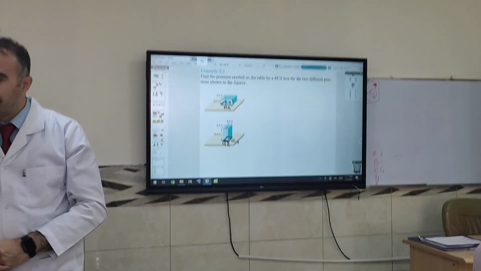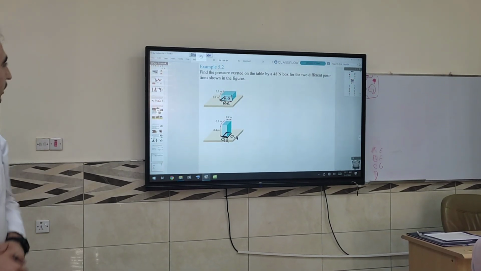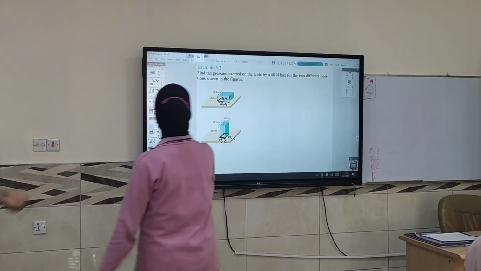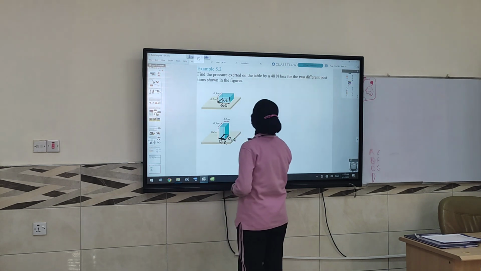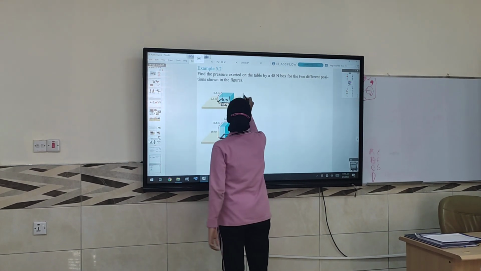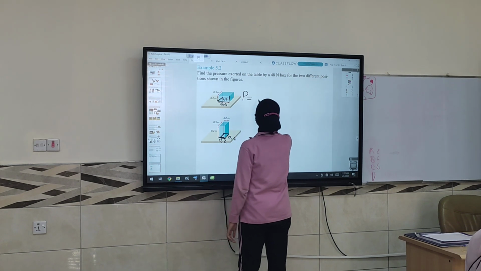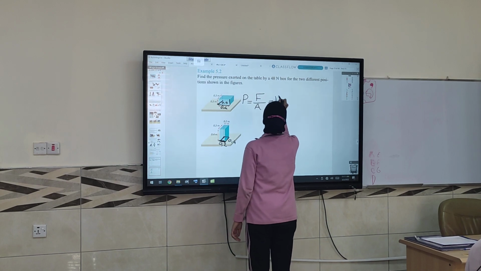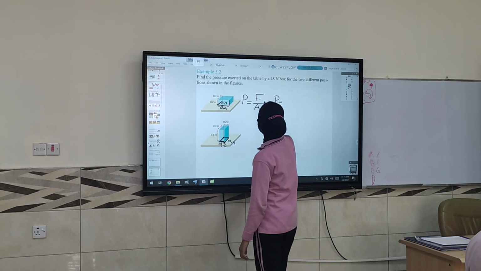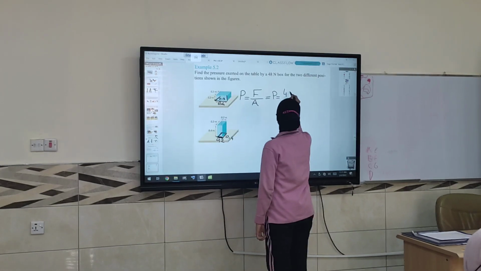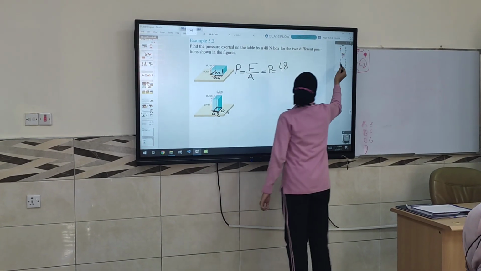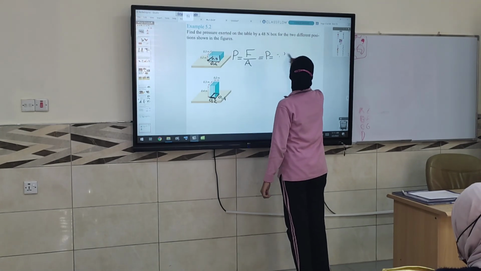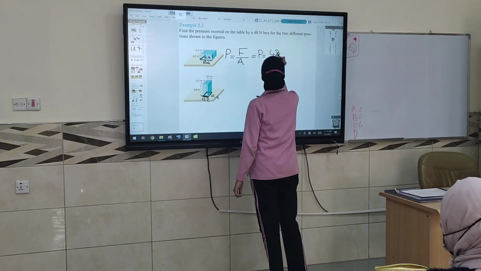Let's move on. Yes. Writing on the board. Firstly, he asked us about the pressure. We will write the formula of the pressure. The pressure equals force over area. It means that pressure equals force, which is 48. In this question, it doesn't say the force is 48 Newton, but we can understand. Okay, the gravitational force and its weight.